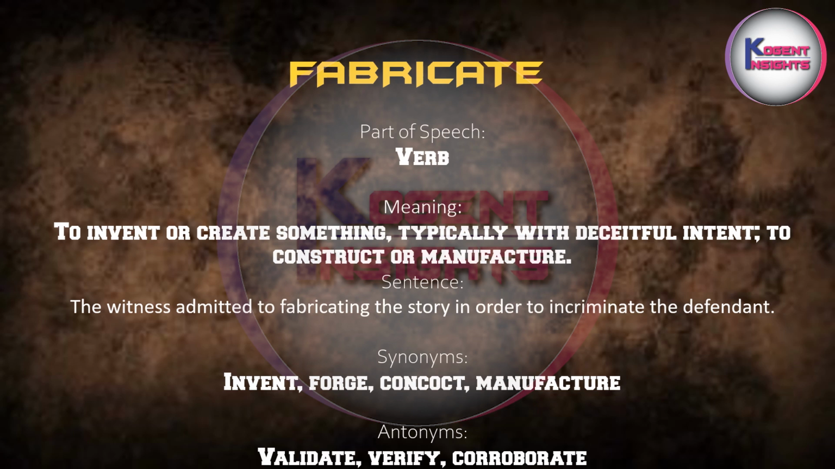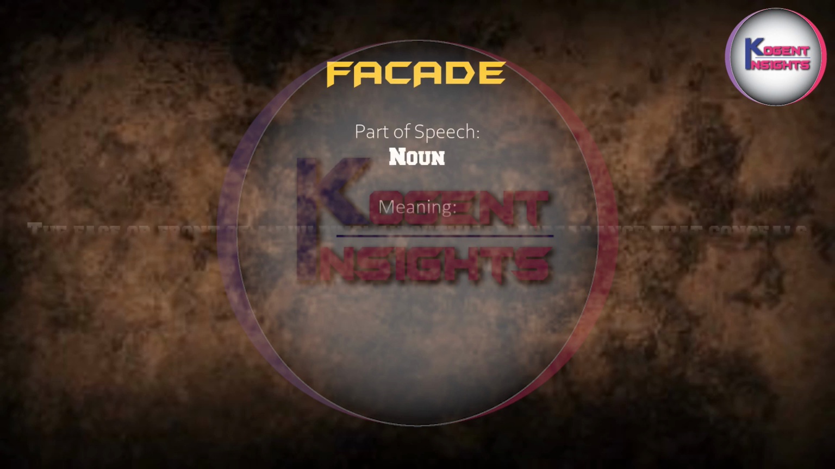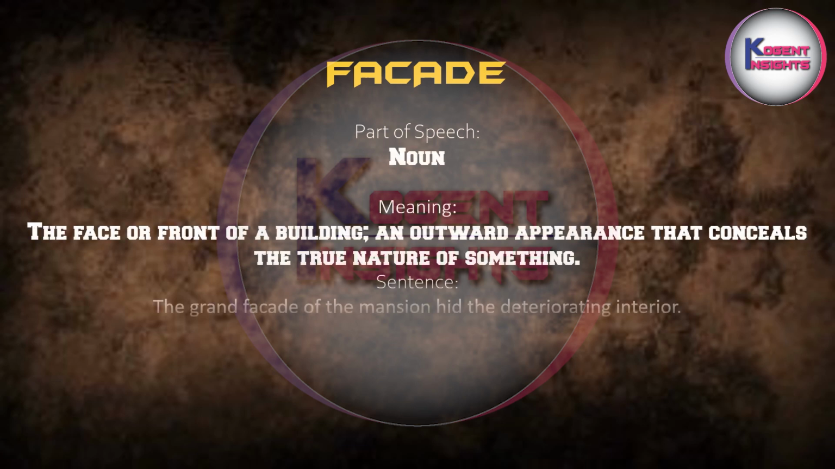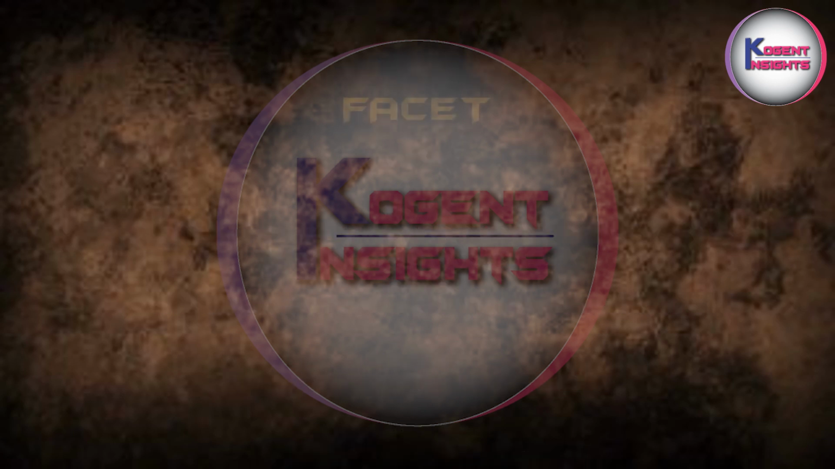Antonym, validate, verify, corroborate. Facade. Part of speech, noun. Meaning, the face or front of a building, an outward appearance that conceals the true nature of something. Sentence, the grand facade of the mansion hid the deteriorating interior. Synonyms, front, exterior, appearance, mask. Antonym, reality, truth, interior.